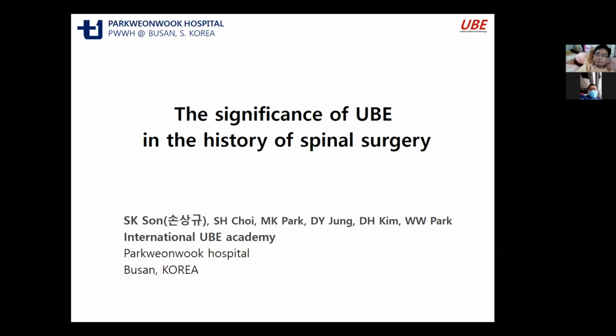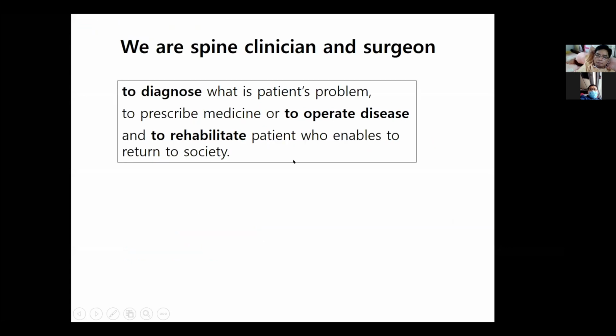I'm Dr. Sang-Gyu Song from South Korea. Today my topic is the significance of UBE in the history of spinal surgery. We are all spine clinicians and surgeons. First, diagnosis: what is the patient's problem. Prescribe medicine or operate on the disease. Finally, rehabilitate the patient so they can return to society.